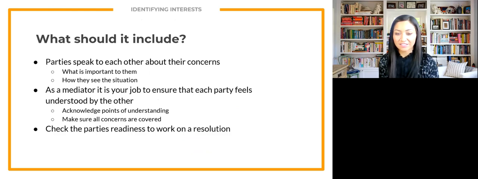In order to identify underlying interests, parties need to speak to each other about their concerns, what is important to them, and how they see the situation. As a peer leader or mediator, it is your job to ensure that each party feels understood by the other. Acknowledge points of understanding and make sure all concerns are covered. Once all the concerns have been uncovered, check if the parties are ready to work on a resolution.